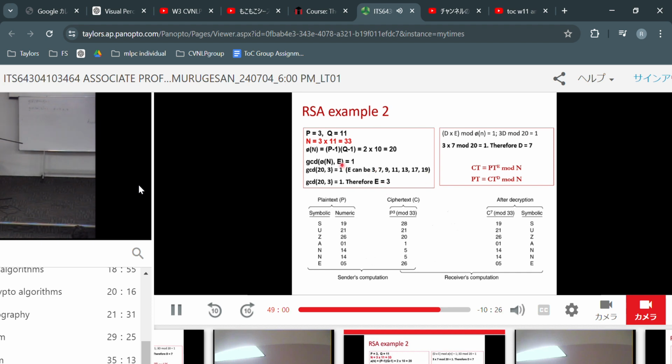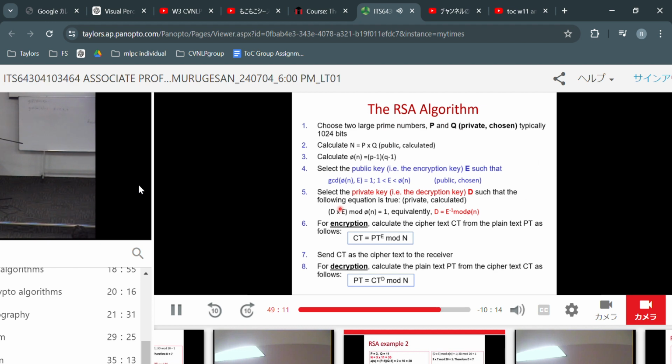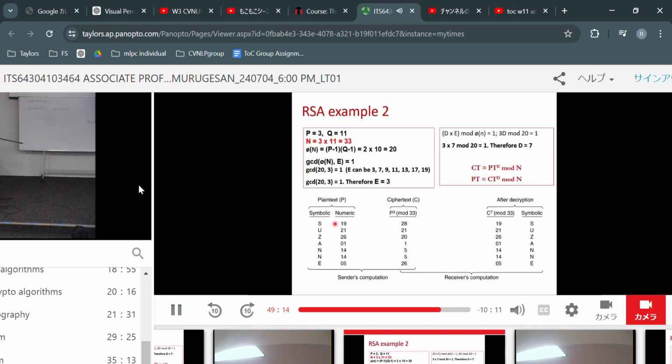The maximum value of E will be less than phi of n. It will always be less than phi of n. Now once we have found E, what is next we have to find? We have to find D. To find D, we already have a formula. I have also written it here: D into E mod phi of n is equal to 1. E is known, phi of n is known. We just took E as 3, and phi of n is 20. So 3D mod 20 is equal to 1. We have to find the value of D such that it satisfies this condition.